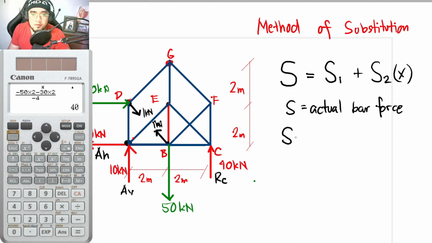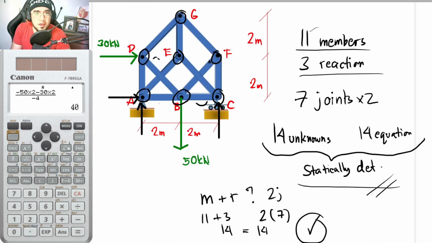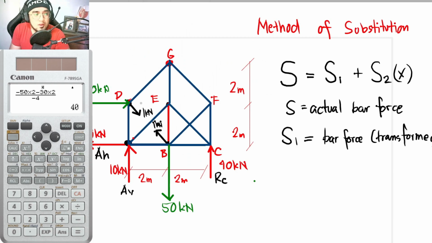And S1 is now equal to the bar force, which is transformed. When I say transformed, it means that from the original figure like this, you have already transformed it in such a way that you can now solve for it. So we have transformed it by removing this truss and moving it in this manner.